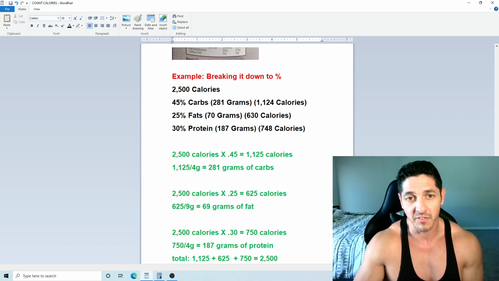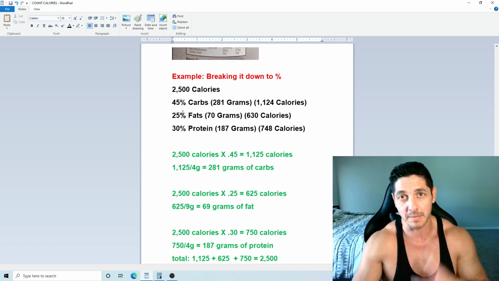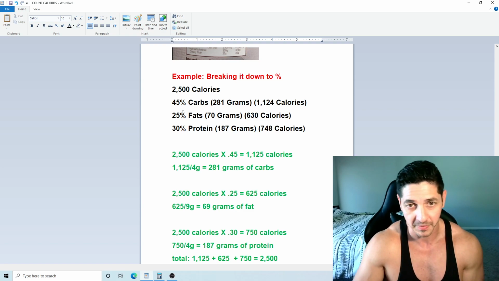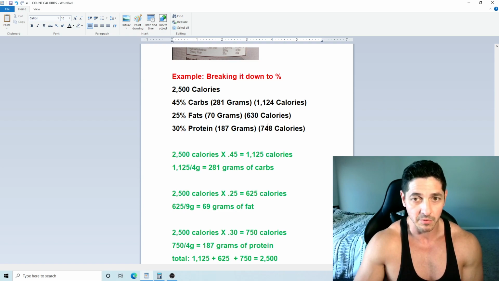You're going to have 45% on carbs, 25% on fats, 30% on protein. Now these numbers can change, obviously, depending on what your goals are. So the way you would break it down is, once you have this number here, you're going to multiply that by 0.45, that is the 45% for the carbohydrates. That is going to give you your calories, 1,125 calories. Now we did round up here just to keep the numbers nice and even.